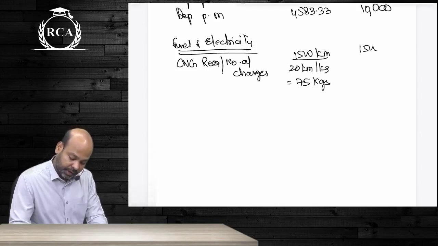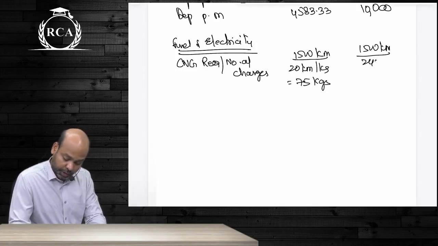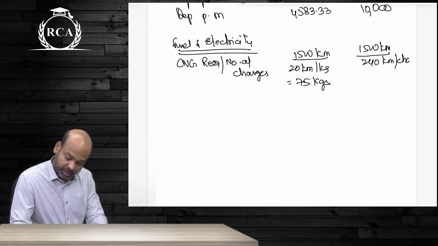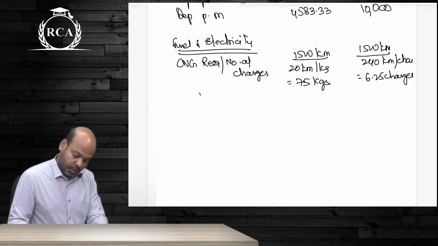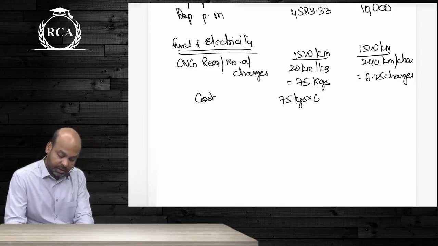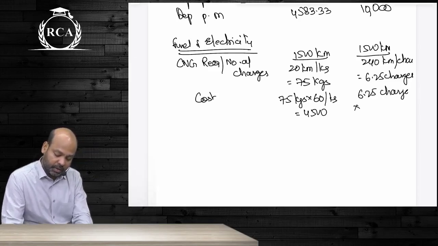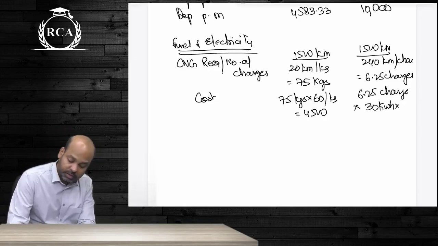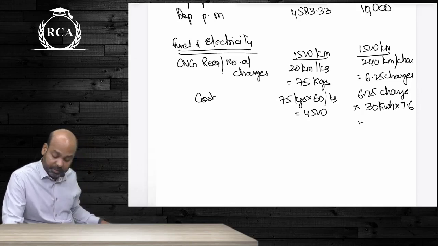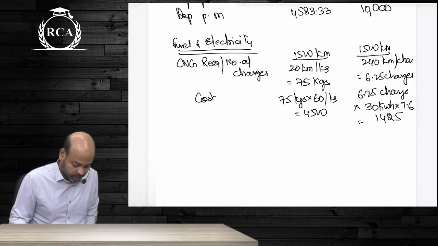Here, guys, it is 1500 kilometers divided by 240 kilometers per charge. So 6.25 charges. Cost, beta, will become 75 kgs multiplied by 60 rupees per kg, which is 4500. 6.25 charges, guys, multiplied by 30 kilowatt hours per charge into 7.6 rupees, that, beta, will be 1425. This is the answer to the second bit.